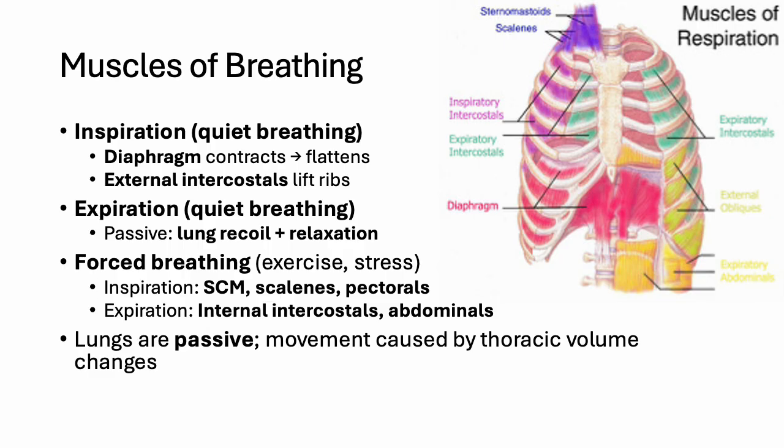Now, during forced breathing, such as during exercise or stress, additional muscles are recruited. Inspiration is assisted by the sternocleidomastoid, scalenes, and pectoralis muscles, which further elevate the ribs and expand the chest. Expiration becomes active, involving the internal intercostals, which pull the ribs downward, and the abdominal muscles, which push the abdominal contents up against the diaphragm to force air out more rapidly. Understanding these muscle mechanics is key to interpreting respiratory disorders, physical training, and even mechanics for artificial ventilation.